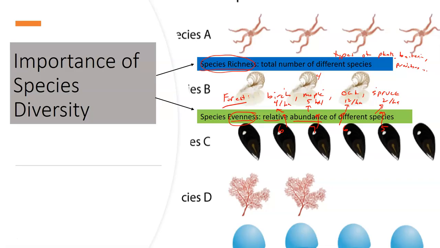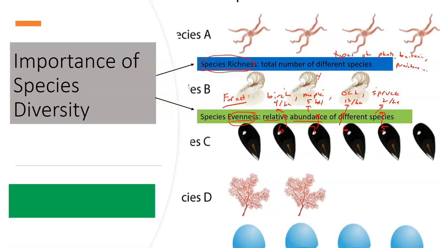Okay, now why is species diversity important? Because just like with genetic diversity, more species is better able to recover from disturbances to the environment, which happen naturally all the time, and also happen because humans like to mess things up sometimes.